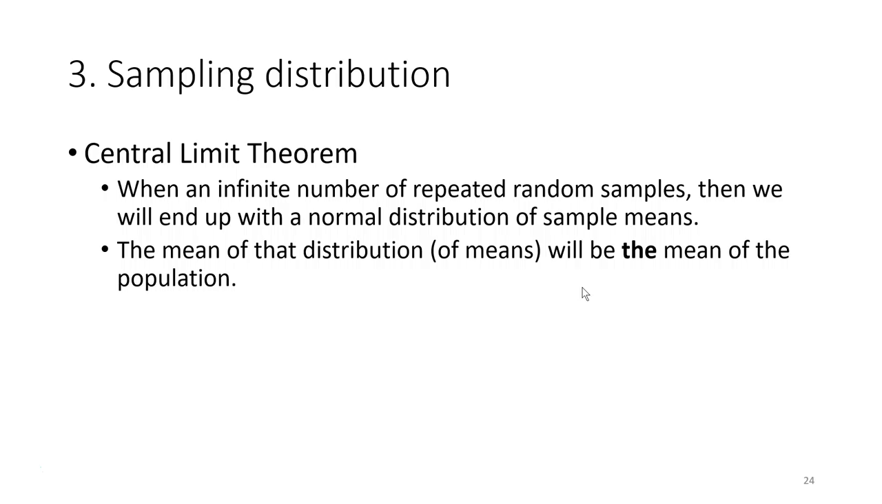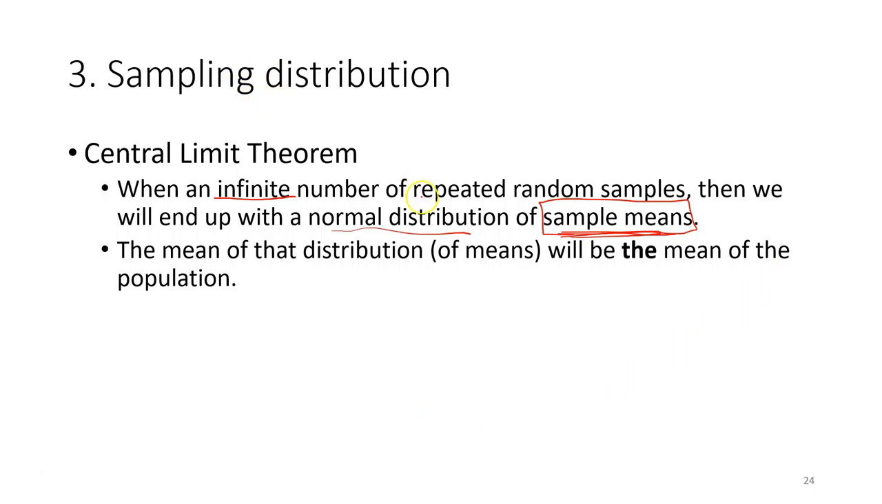When we have an infinite number of repeated random samples, just like what you did just now, so you need to have a lot of samples, then we will end up with a normal distribution of sample means. Back to all the statistics calculated by all the groups, when you make a box plot or histogram of all these values, you will end up with more or less a normal distribution for sample means. So all the means of the samples.